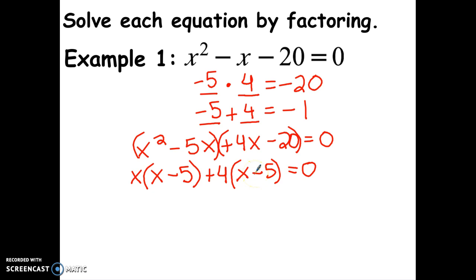So now we're just going to combine our coefficients. We got x plus 4, and write the parentheses down. We got x minus 5. Okay, so you have now done step 2, which is to convert it to intercept form.